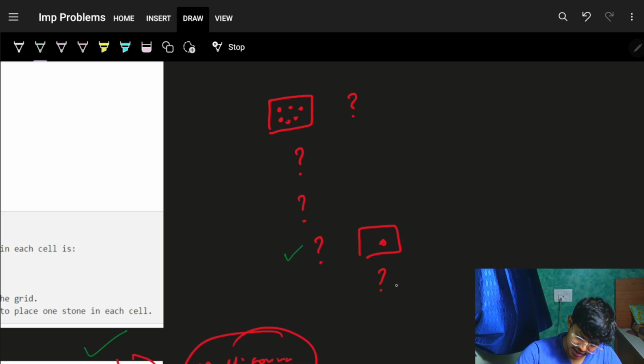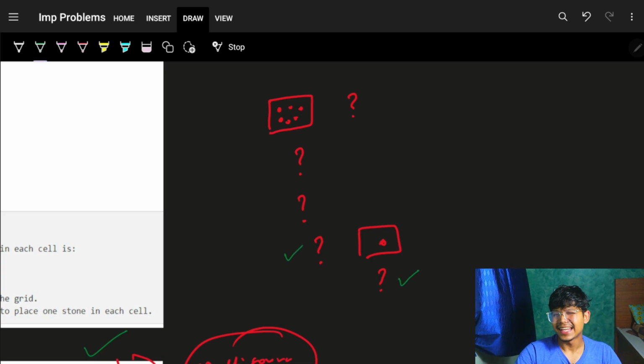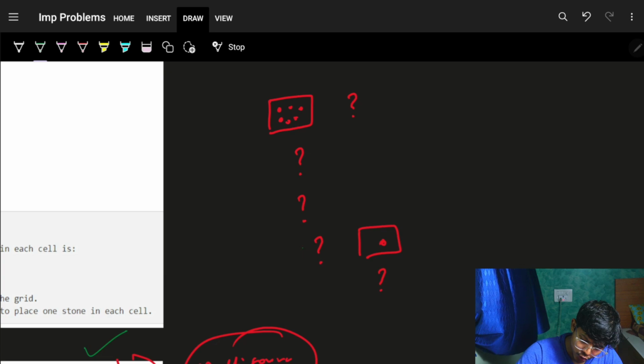Shall I put it here or shall I put it here? Now you will say, Aryan, it won't matter. You can put it anywhere. No, it will matter. Why will it matter? Because if you put this stone here, the stone which was here, if you go and put it here, let's make it have the same color as green.